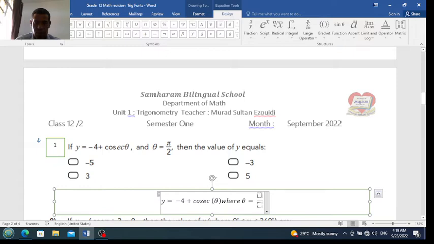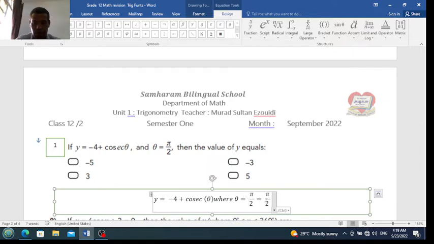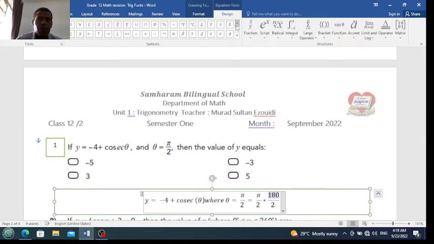At the same time, I'm solving. Let's try to think of the question in terms of degrees. It will be equal to 90 degrees. Or you can convert: pi over 2, multiplied by 180 degrees divided by pi. Now I convert pi over 2 in terms of degrees.